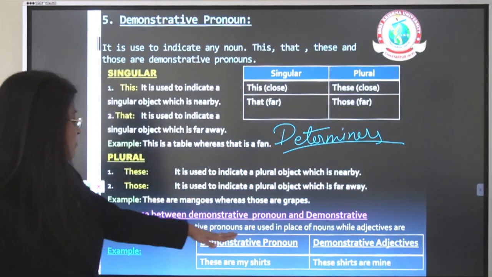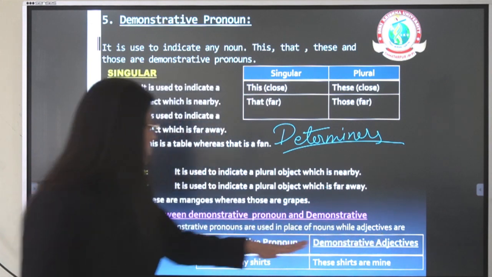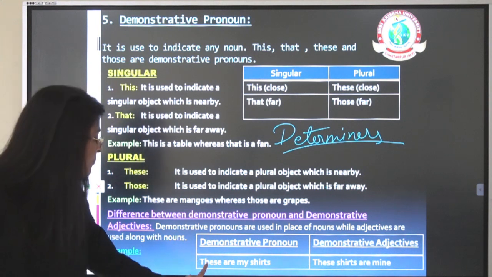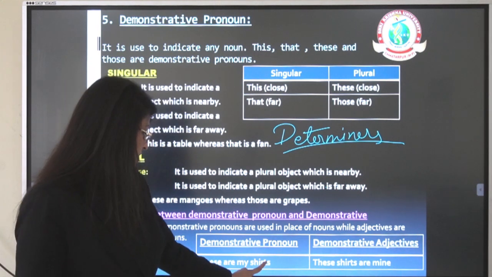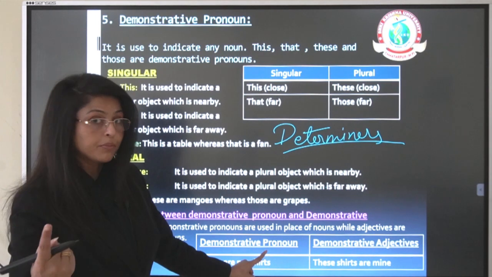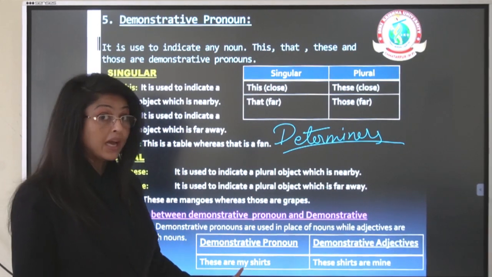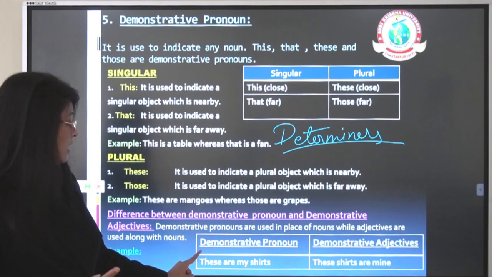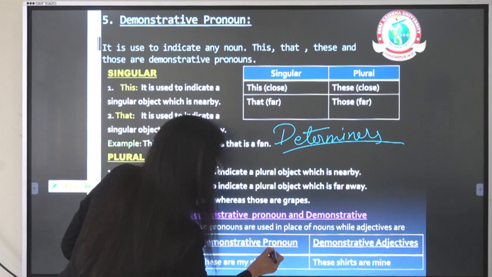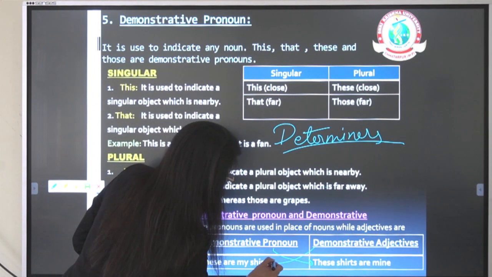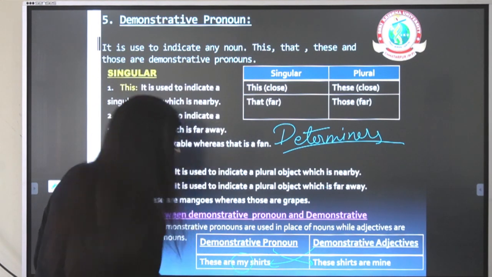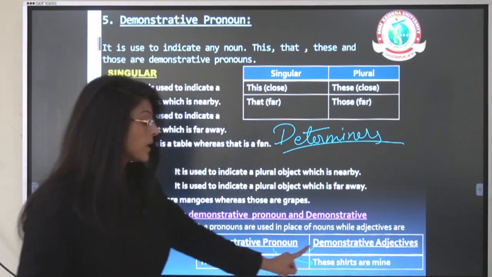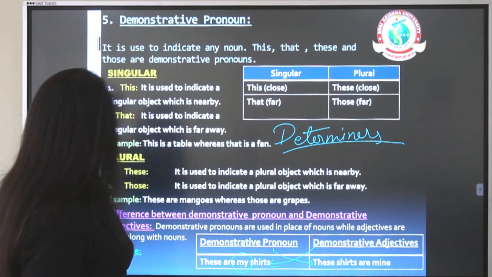Now, demonstrative pronouns are used to replace the noun with which adjectives are used along with nouns. How? These are my shirts. Okay. Now, mine will be replaced with a pronoun. My is an adjective. As I told you, my is an adjective, not a pronoun. If you have to shift the sentence into a pronoun, this is incorrect. See, this is an adjective, this is not a pronoun, and this is a pronoun. Okay, remember that. Coming on to the next slide.